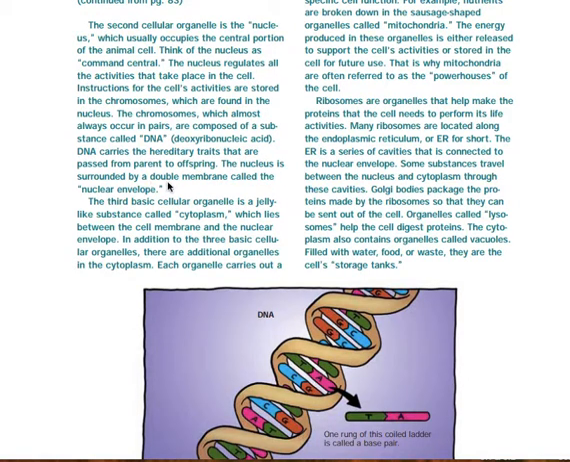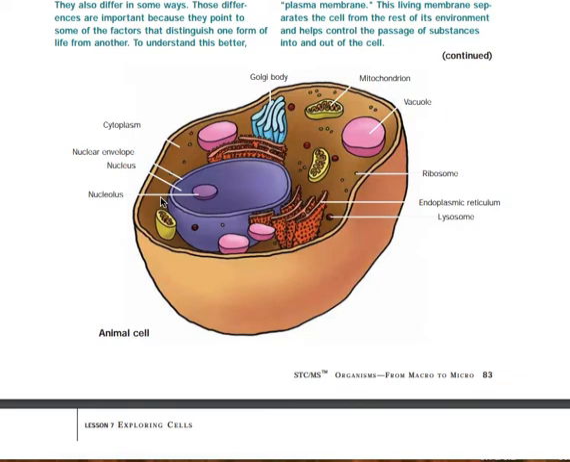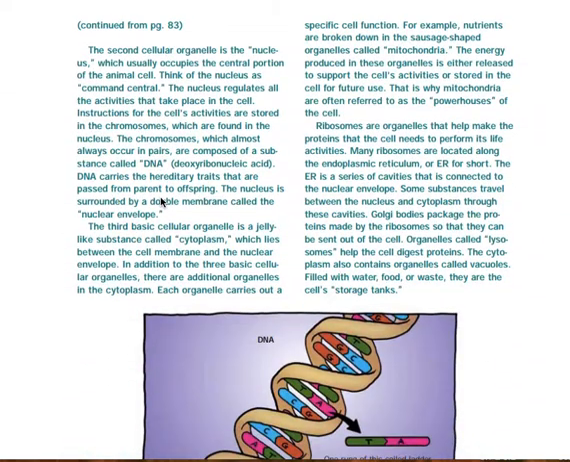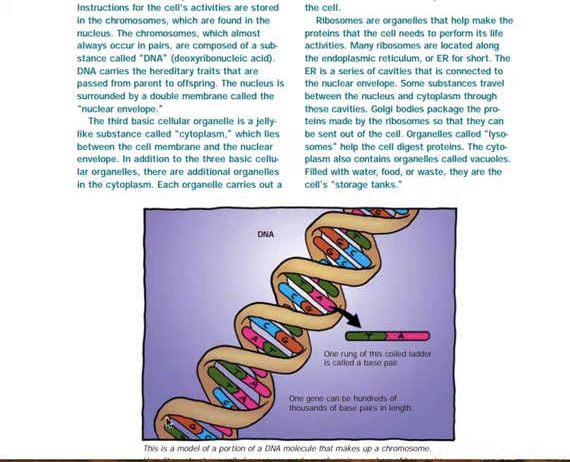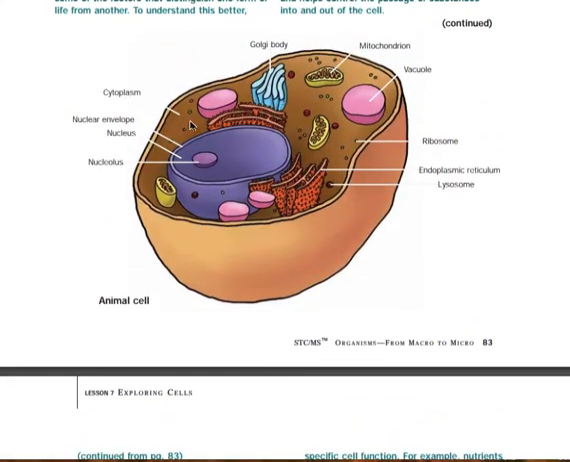The nucleus is surrounded by a double membrane called the nuclear envelope. This is DNA, deoxyribonucleic acid. This is where you can find the chromosomes. The third basic cellular organelle is a jelly-like substance called cytoplasm, which lies between the cell membrane and the nuclear envelope. Right, cytoplasm, right here.